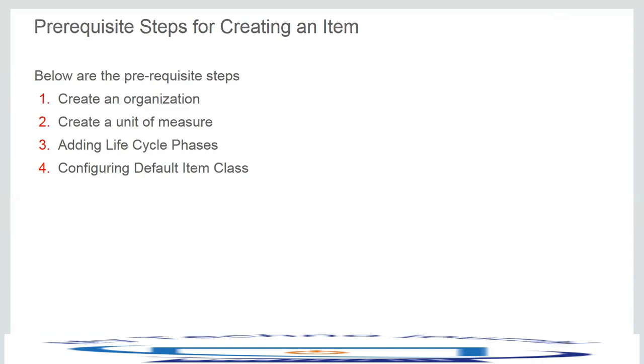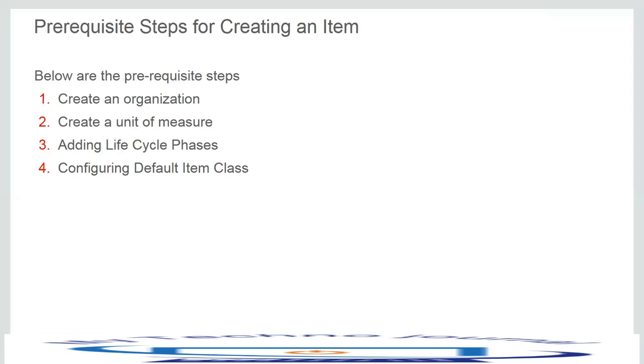And the next step is on adding lifecycle phases. As an item goes through multiple stages, that is from prototype to obsolete. So we will be covering this topic shortly. There is a detailed slide on it. And configuring default item class. So again, we are going to cover this in detail in the next couple of slides. But just to give a brief introduction on this.